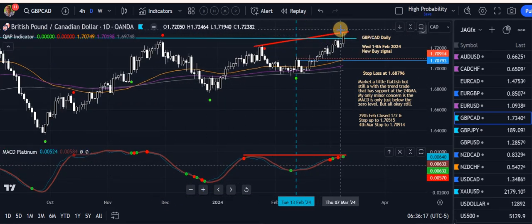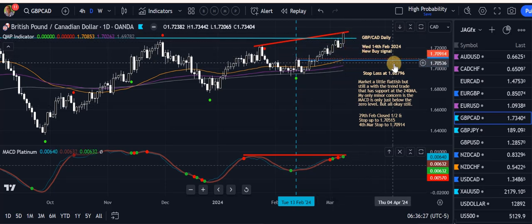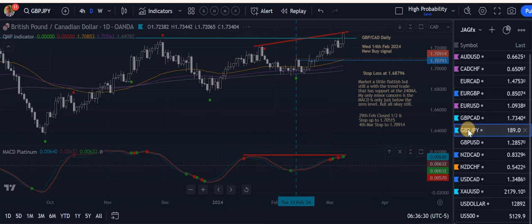Now, will this keep on going and break through it? Who knows? Every resistance or support level gets broken eventually. Just a matter of when, that's all. But we're looking good. We can't lose on that. Ideally, I'd like to trail this stop up. We'll just wait and see how it goes.